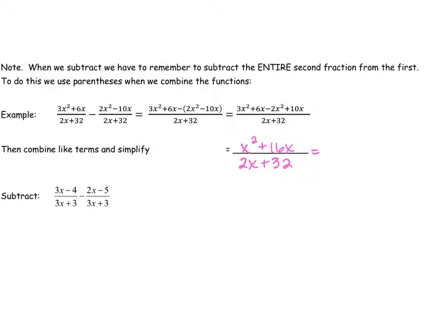So the top is just a greatest common factor of x. That's all we can do with that one. And that's x plus 16. And on the bottom, I'm going to factor out a 2, because those are both divisible by 2. So that's going to be 2 times quantity x plus 16. So our x plus 16s go, and we're left with x over 2.